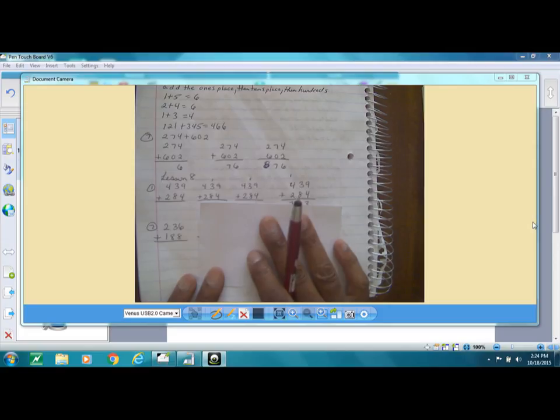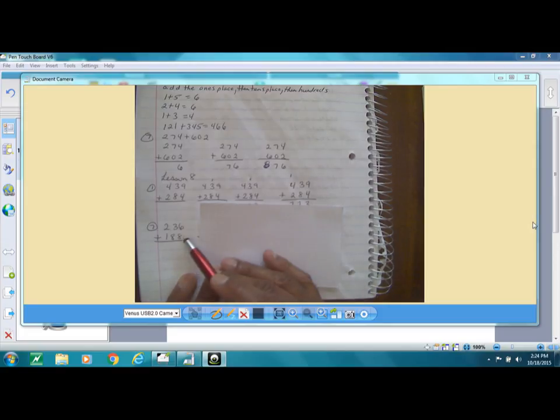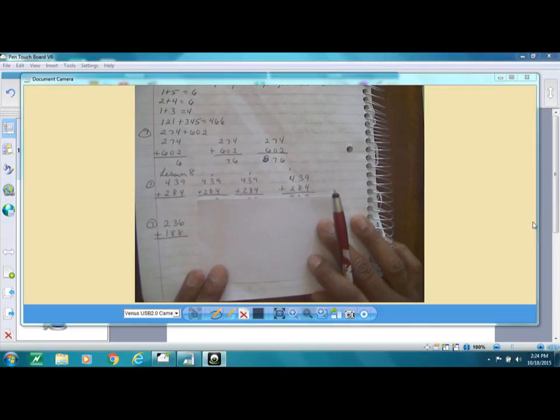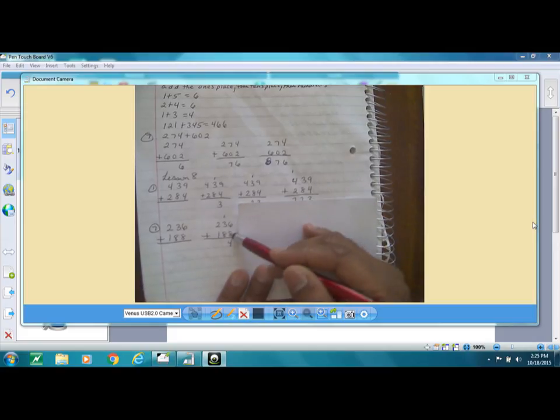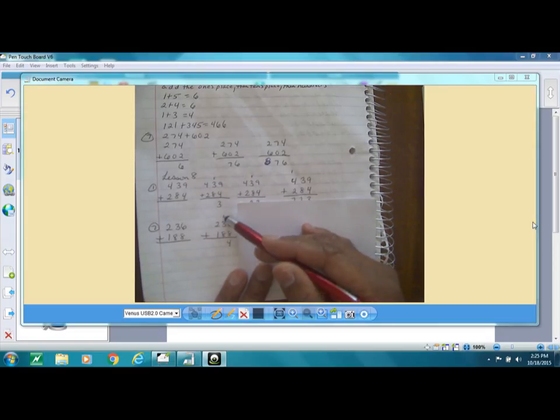We look at number 7, 236 plus 188. Add the ones place first. That's 6 plus 8. 6 plus 8 equals 14. Only one digit can go down here, so you write the 4, you carry the 1. Our new problem in the tens place is 1 plus 3 plus 8. 1 plus 3 equals 4. 4 plus 8 is 12.